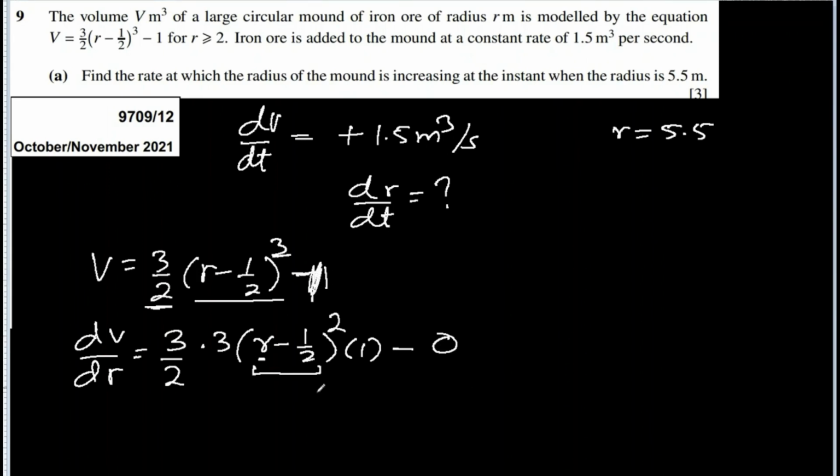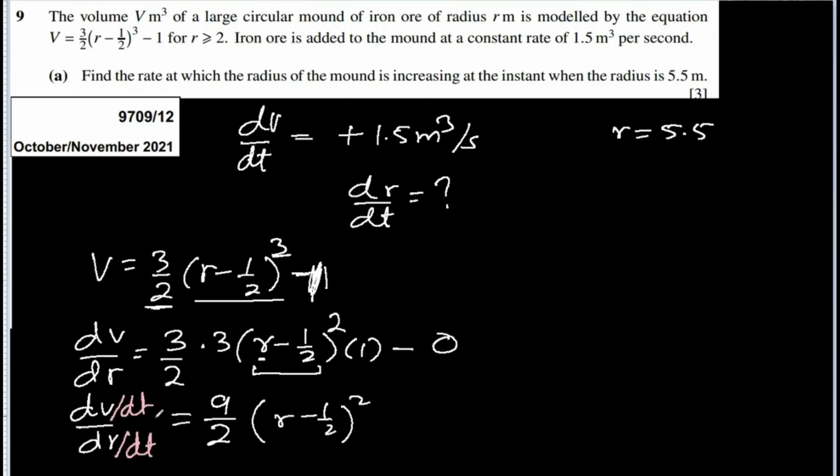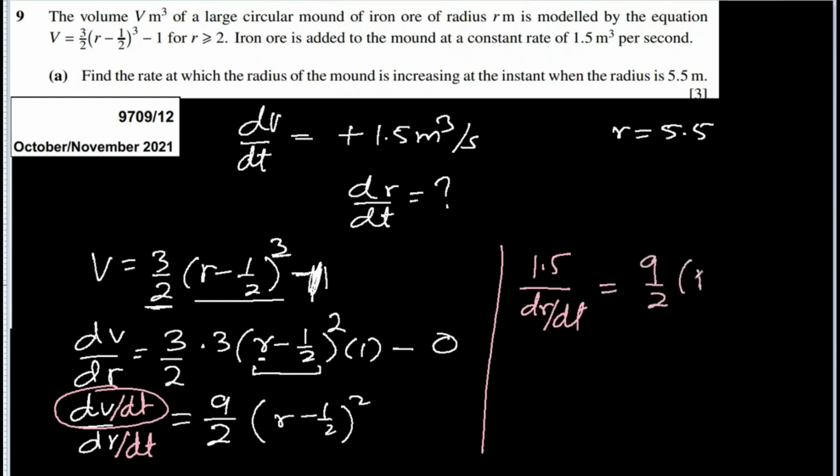Okay, so let's simplify this. It becomes 9 over 2 r minus half square. Over dr here, time is nowhere, so we add divided by dt up and down. By chain rule, it doesn't make any difference. But for our question, it will make a lot of difference because we know dv over dt, which is 1.5. So we can write here 1.5 divided by dr over dt, which we want to find out, equal to 9 over 2 r is given 5.5.